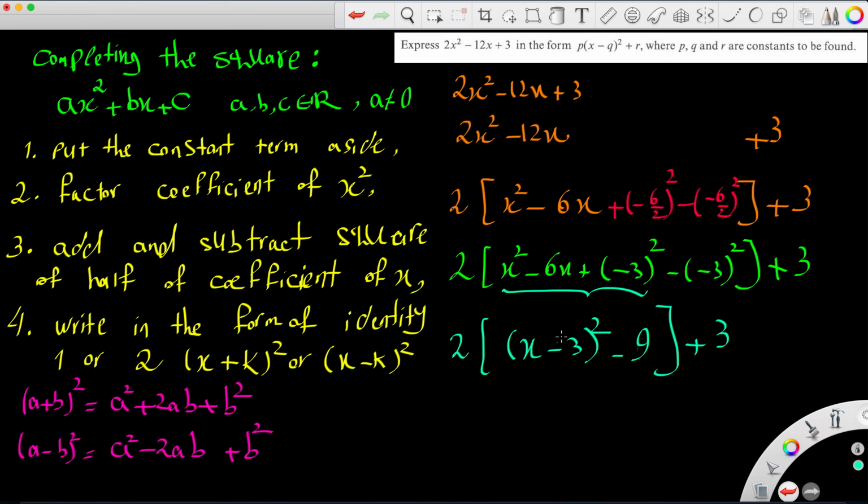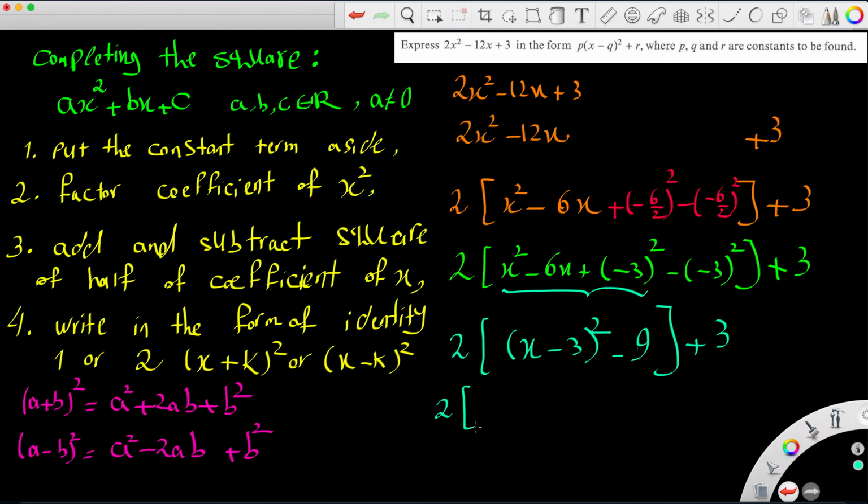The students ask, where did 6x go? It is hidden here. When you expand, when you open these brackets, you will obtain this one, which is 2ab. 2ab will become 6x. So it's not omitted. Now I expand it again.